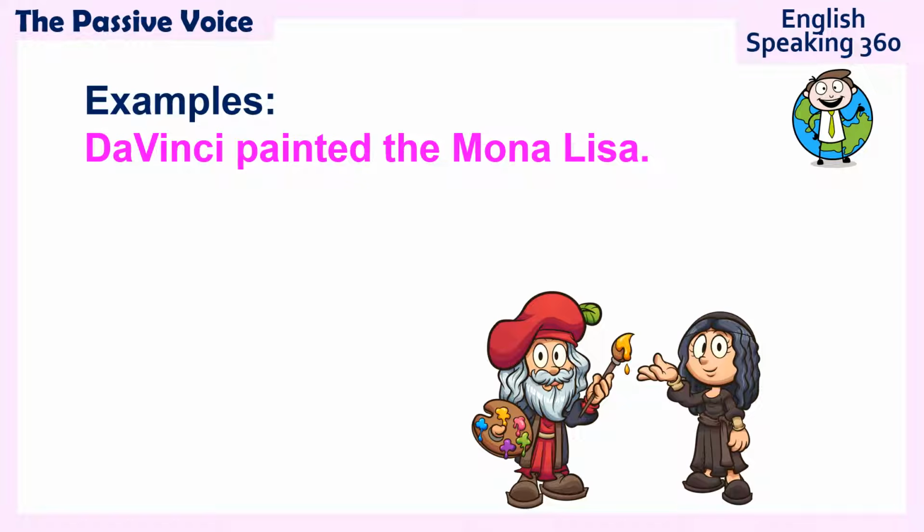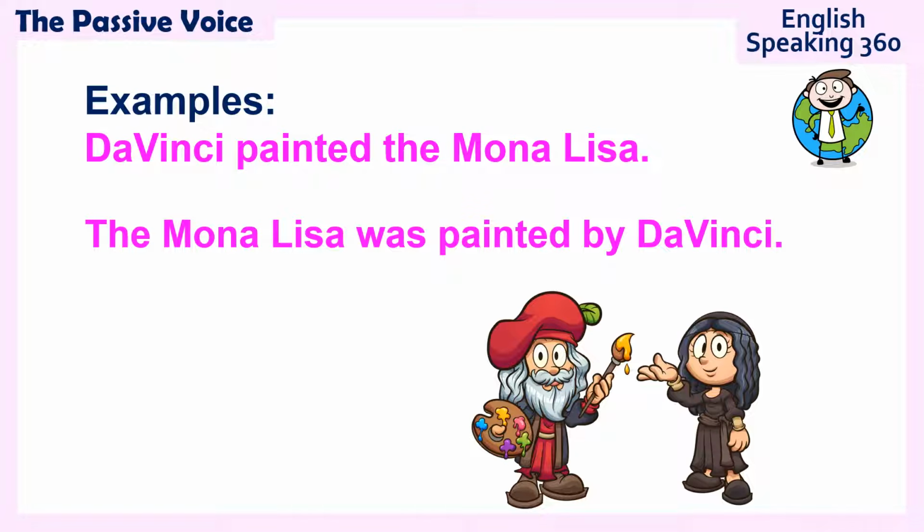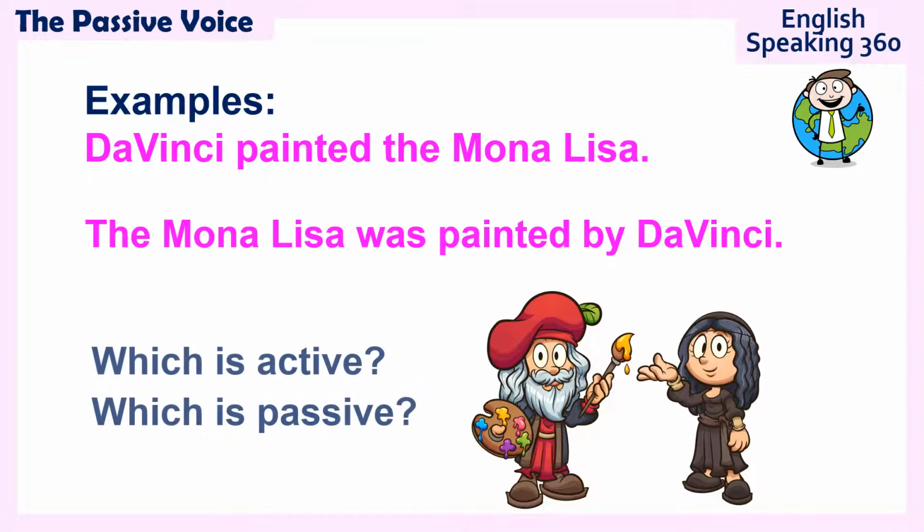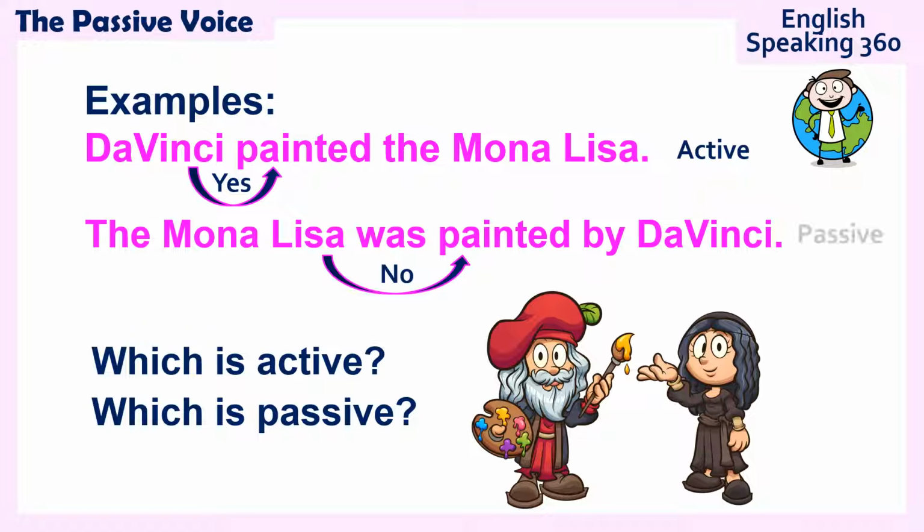Here are two examples. Da Vinci painted the Mona Lisa, and the Mona Lisa was painted by Da Vinci. Now, which is active and which is passive? Ask yourself, Da Vinci painted? Yes, he did. So it is an active sentence. The Mona Lisa painted? No, she didn't paint, so she was passive.